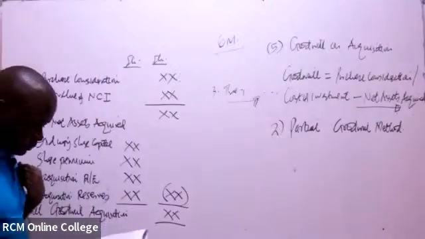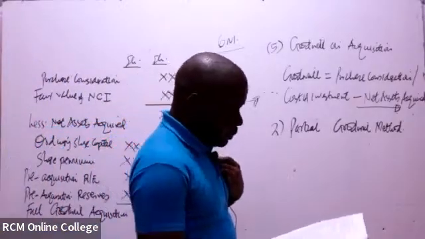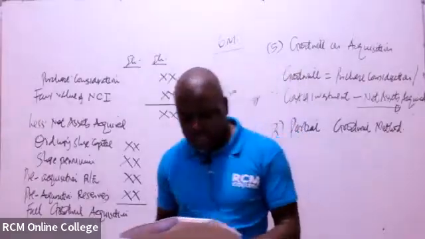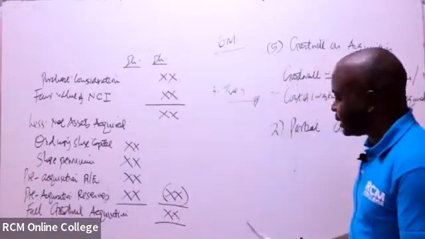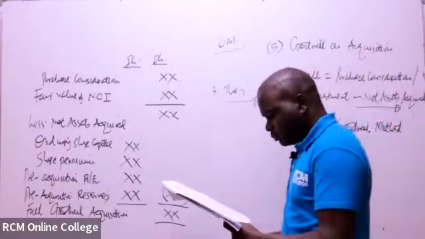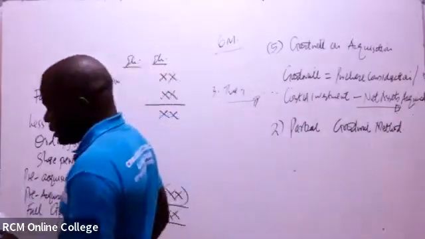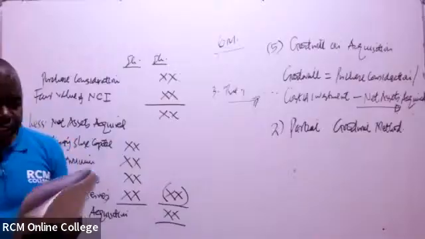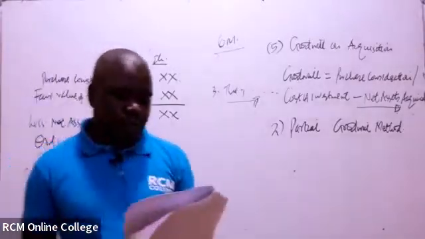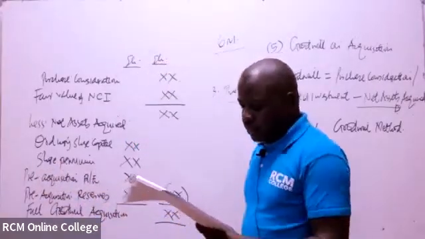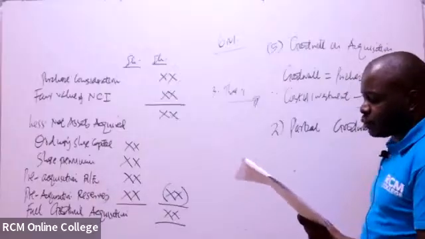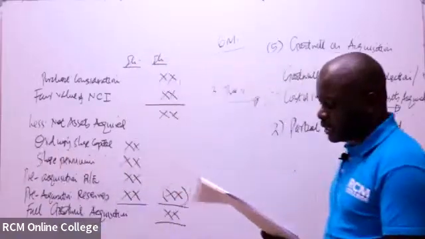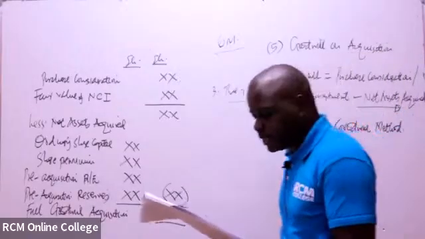And the non-controlling interest is measured at their proportionate share of the fair value of the subsidiary's net assets. The non-controlling interest, or the NCI. Now you need to get used to calling it just NCI. And the NCI is measured at their proportionate share of the fair value of the subsidiary's net assets.